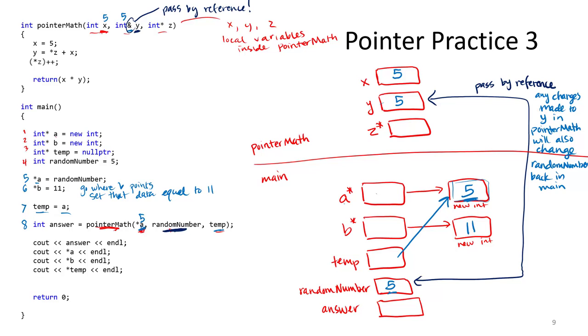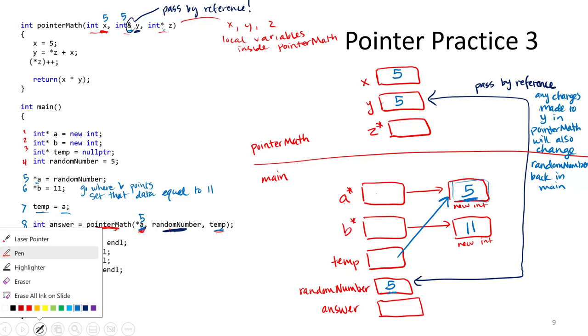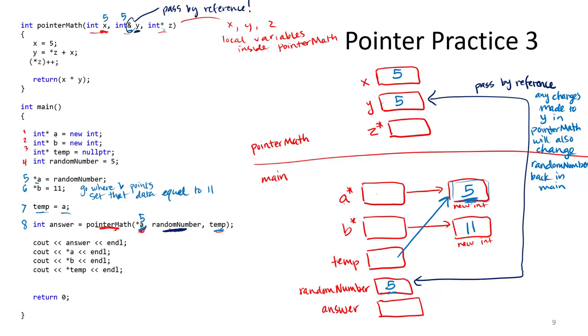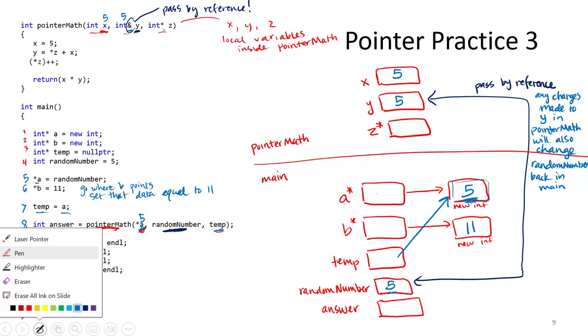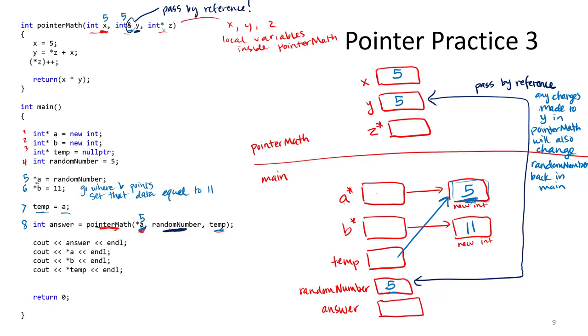Finally, the last argument we're plugging in is the value stored in temp for our pointer z. Temp is pointing at a new int holding the value 5, so z is also going to point where temp points, because remember, we're basically plugging in the same memory address. So z is going to point where temp points. So there we go. We have substituted all our values in for our pointer math function call.